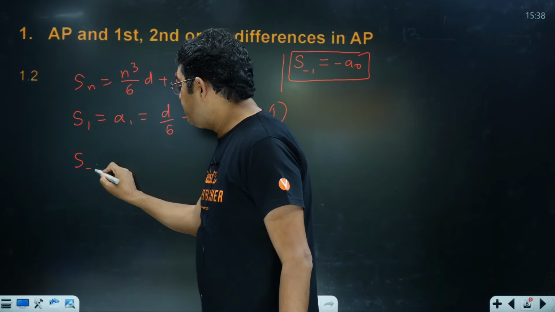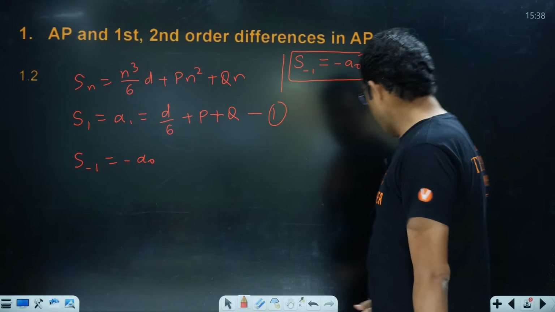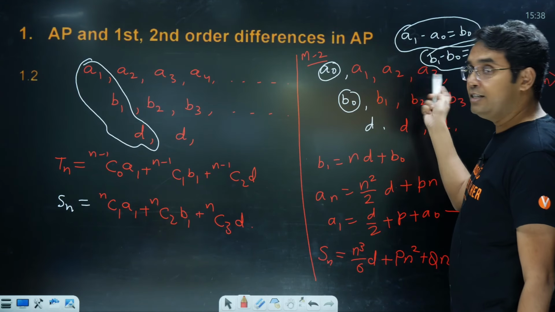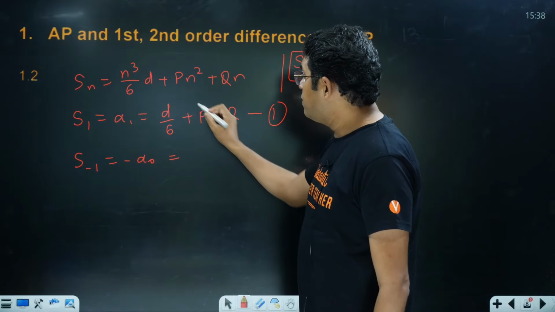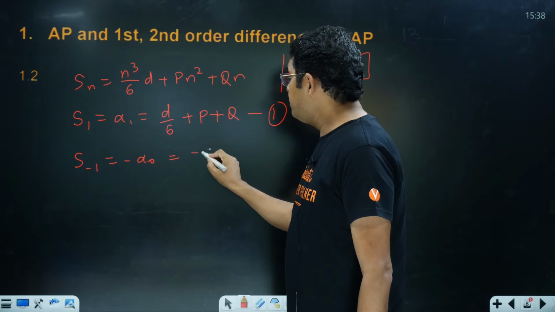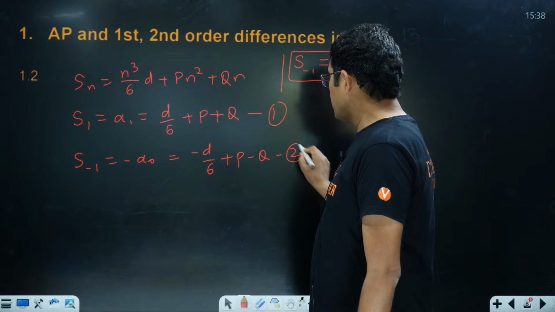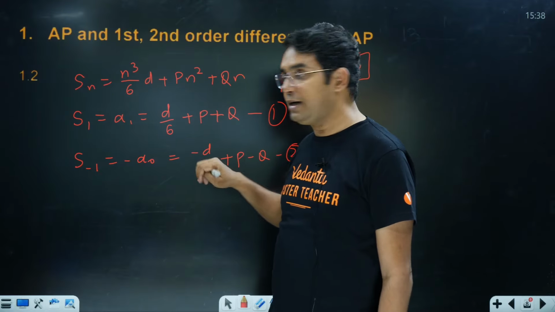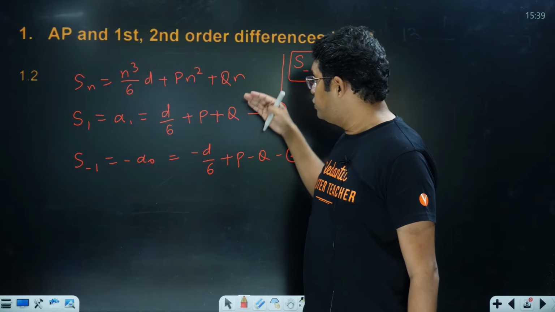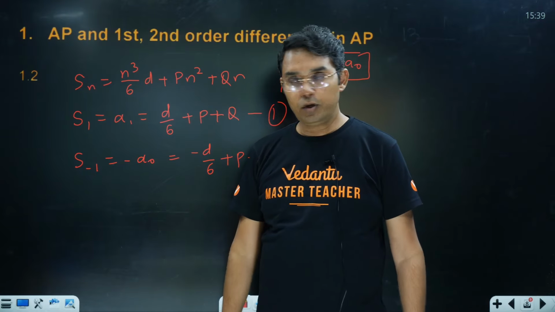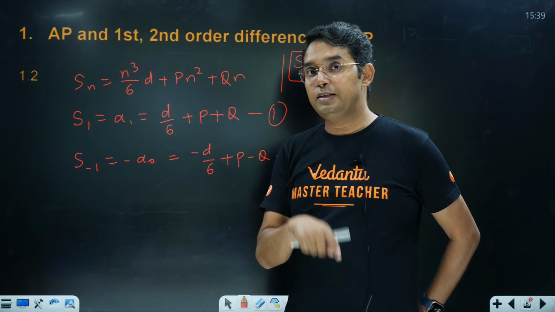Now why I am doing this thing, bacho? Because if you take S minus 1, and as I told you it is minus A0, and I told you how A0 is found by following this pattern backward. So this minus A0 will be equal to, put n is equal to minus 1, so we get minus d by 6 plus P minus Q. Now I think coefficients in this equation are better than if you would have put n is equal to 2. So if you add, you get P, you subtract, you get Q, and done. So this is how you deal with your series when first order difference is in AP.